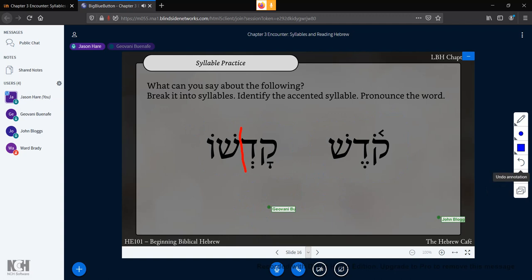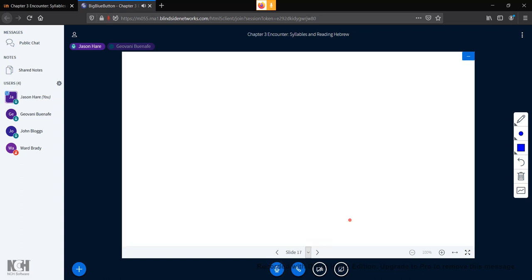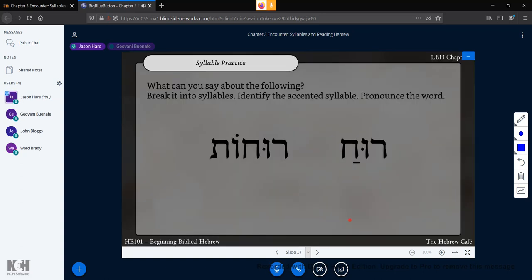Okay? Kind of clear why this is a closed syllable and that represents an O sound? Okay, because it's just like the word kol, like the word kol that we had with makaf. It's the exact same situation, unaccented closed syllable, which is O. All right, next, John, please.